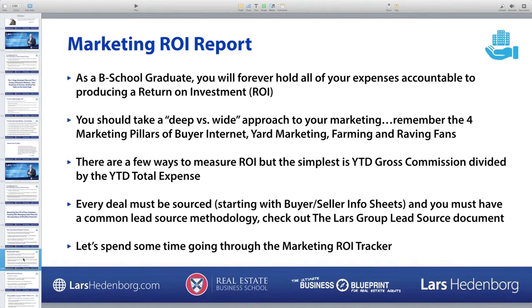So remember the 4 marketing pillars. It's buyer internet leads, yard marketing, farming. And farming, I consider expired, FSBO, and geographic, and raving fans. And that's helping your agents get referrals and you getting referrals from past clients and your sphere. Those are 4 marketing pillars that you can easily do 200 transactions, if not 400, on just those pillars.